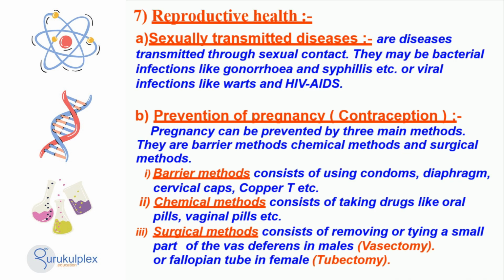Surgical methods involve tying or removing a small part of the vas deferens in males, or the fallopian tube in females. It is essential to keep informed of the correct ways of preserving and protecting reproductive health.